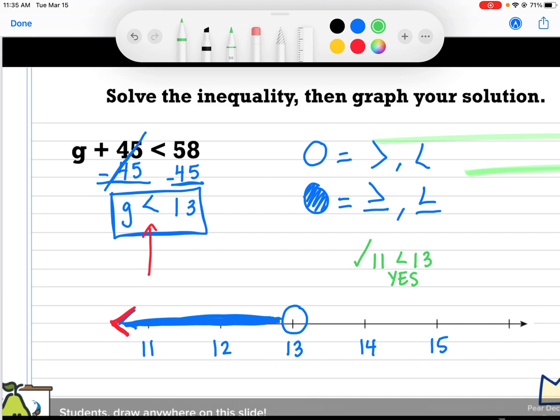But let's say I accidentally shaded the other side. I wanted to check it. I would put 14 or 15 in place. Is 14 less than 13? Is that true? No, 14 is not less than 13. It's actually bigger. So I know that that right side should not be shaded. Okay, hopefully that helps you.